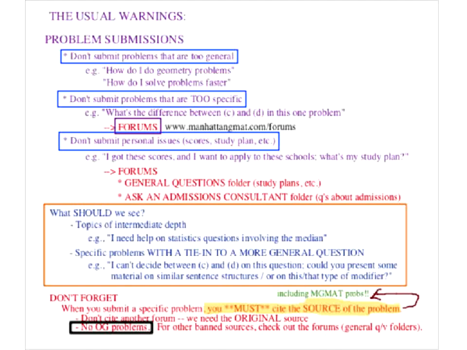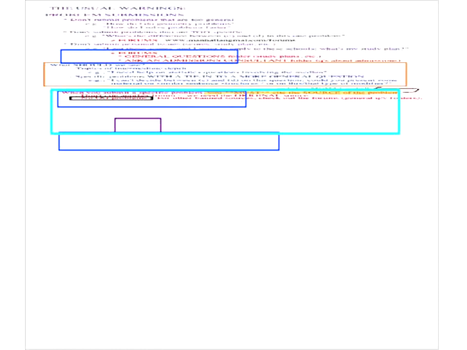This is the big thing that you really need to pay attention to. Please do not just submit random specific problems. That's what our forum is for. If you just submit a problem or two, and especially if you're just asking about one answer choice, please do that on the forum. That's actually the entire reason we have a forum, is for questions like that.